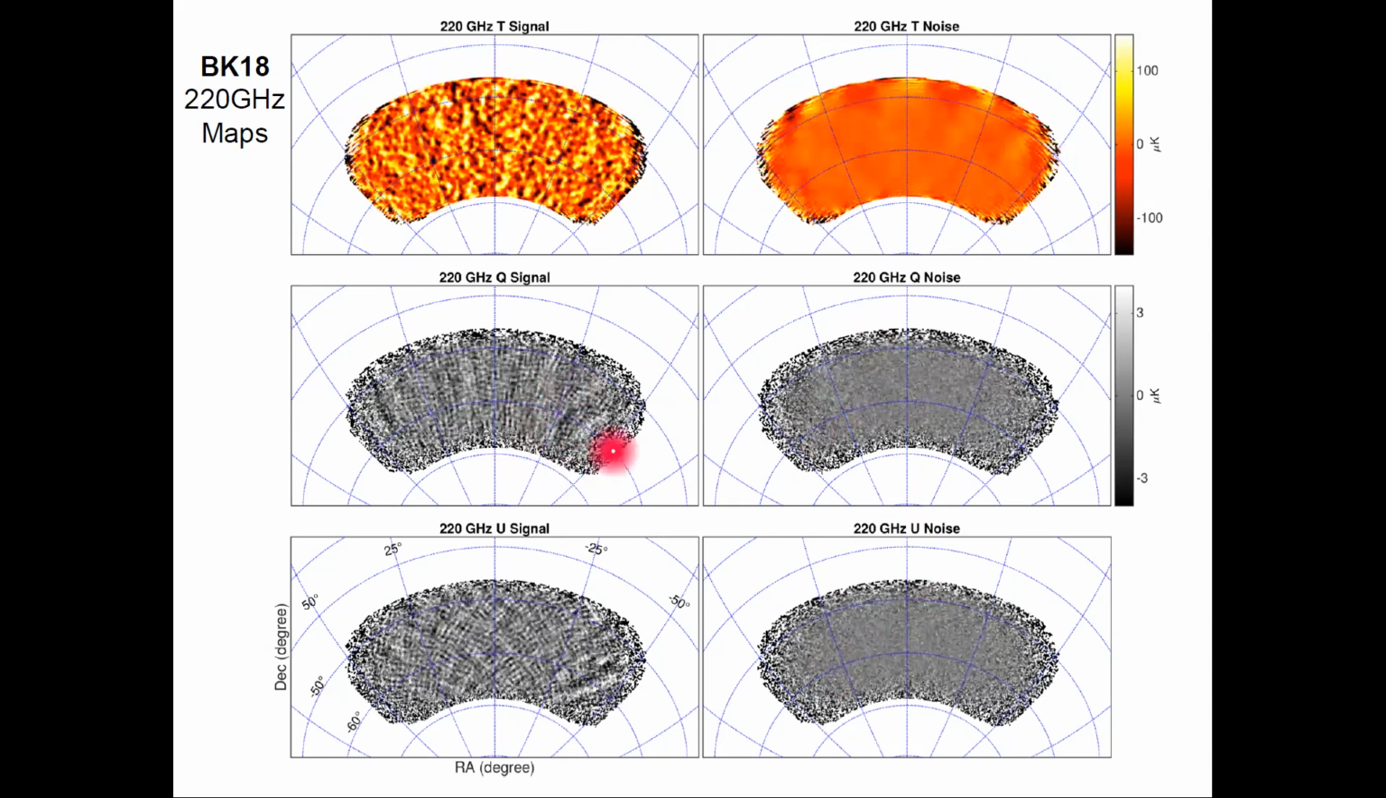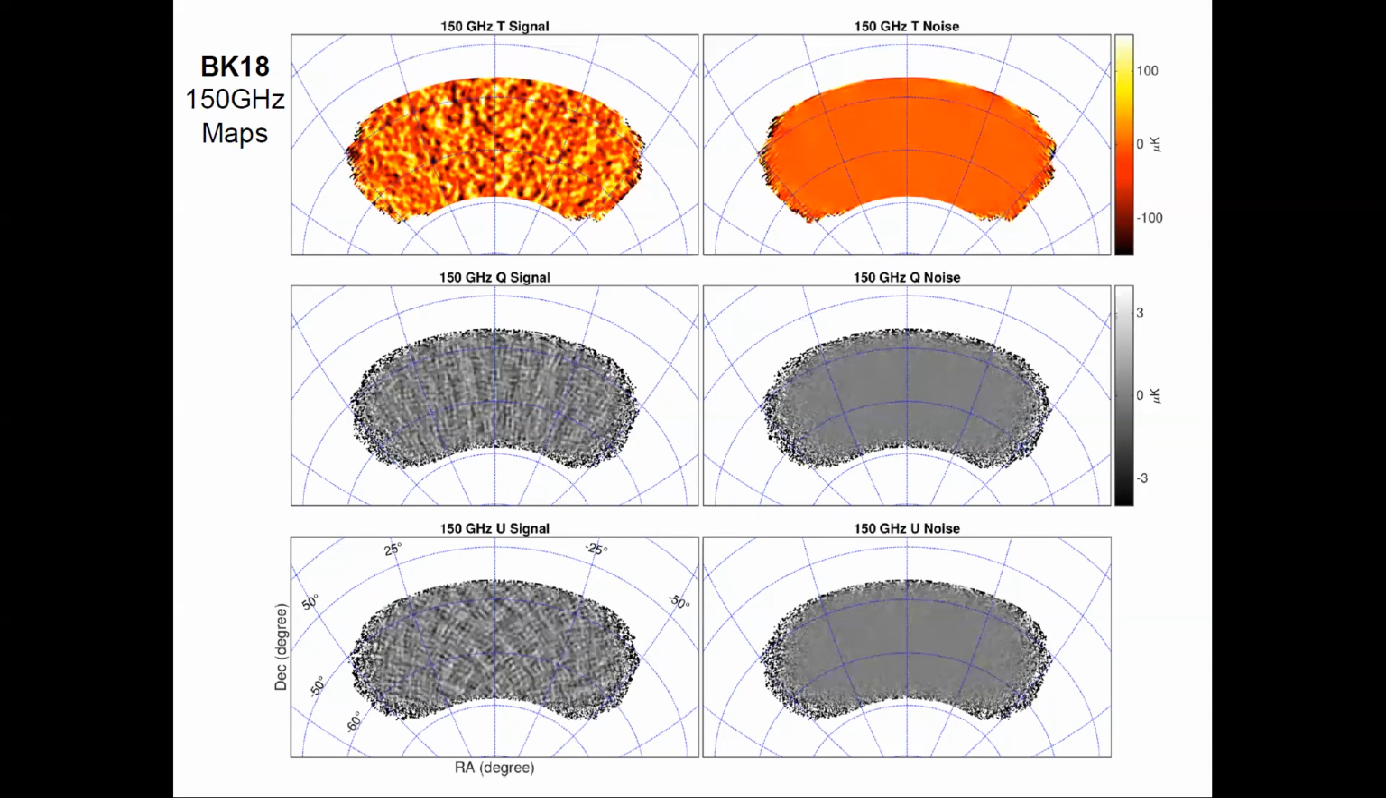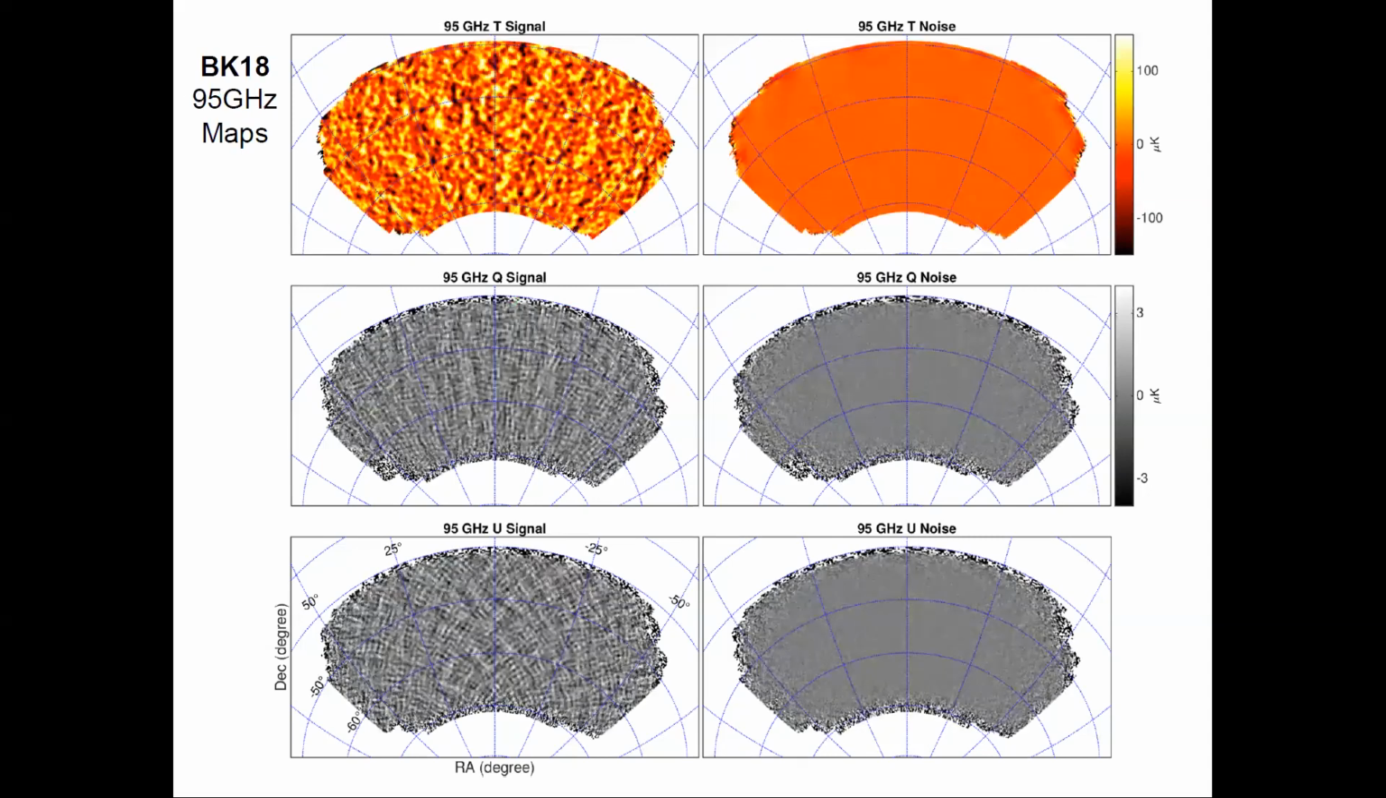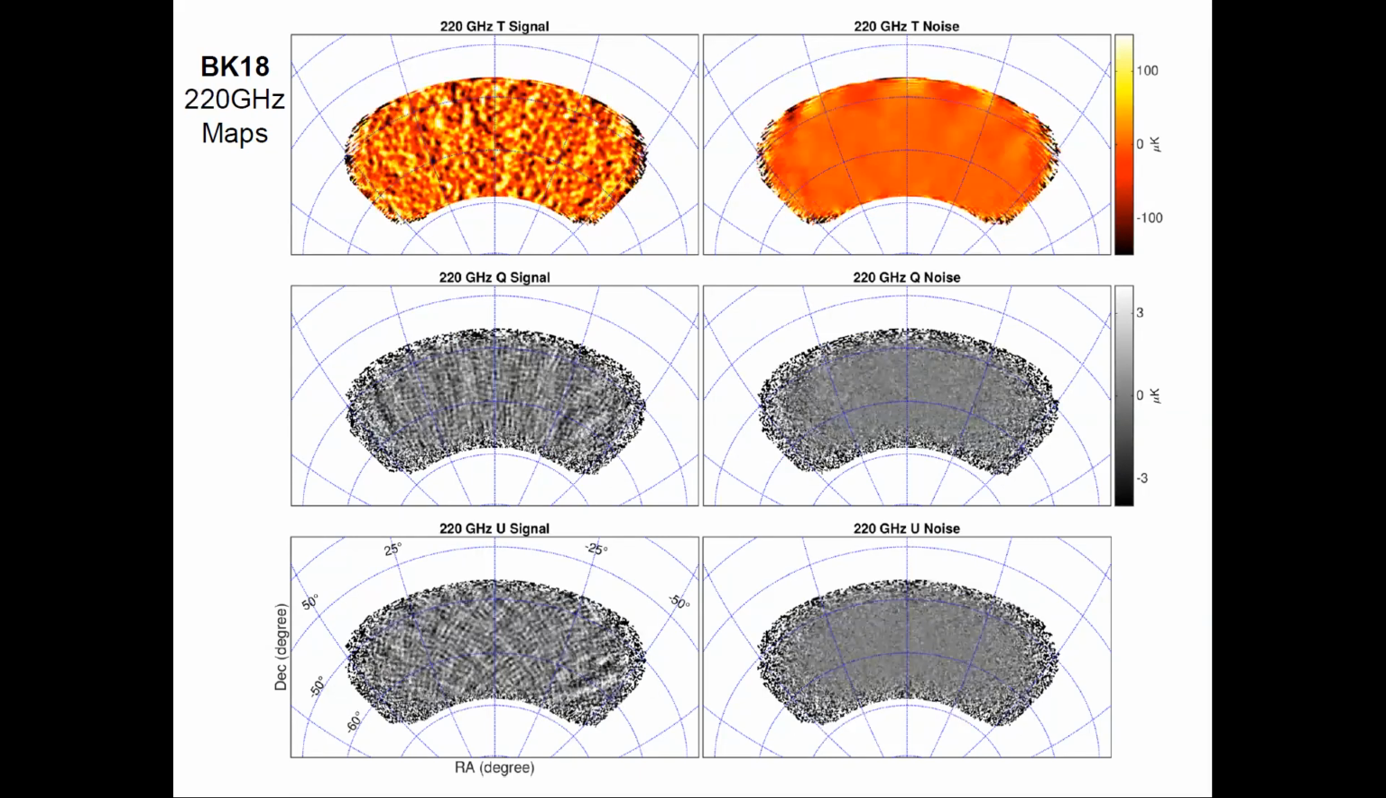And you can also see this structure. Focus on that structure right there in the lower right. You can see it just about at 150, and you don't see it at all at 95. And that is polarized dust emission. So it's sticking up above the lambda CDM E mode. So that's the big problem that we have, right?